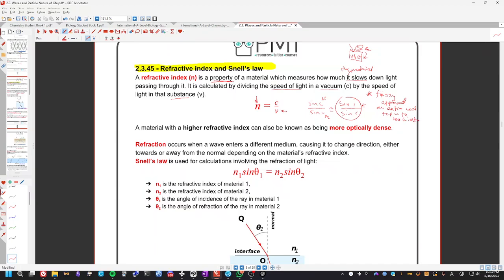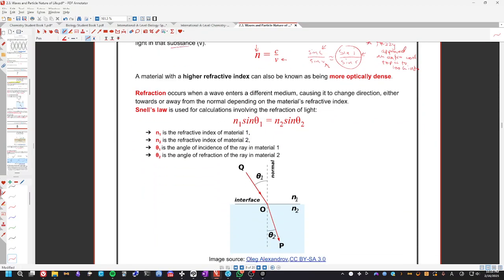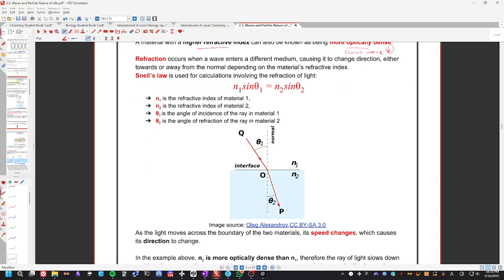Okay, so this is basic stuff. A higher refractive index means the material is more optically dense, which means it slows light down more. So the speed decreases more as it enters. And the speed of light over here is always going to be C, because it's going to be air, and any photons or particles traveling on this wave will always be moving at the speed of light. But over here, this V changes depending on which material it is.